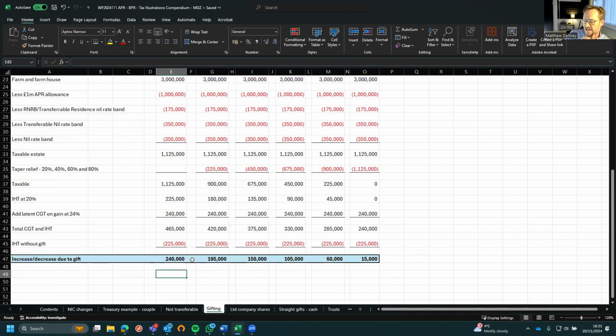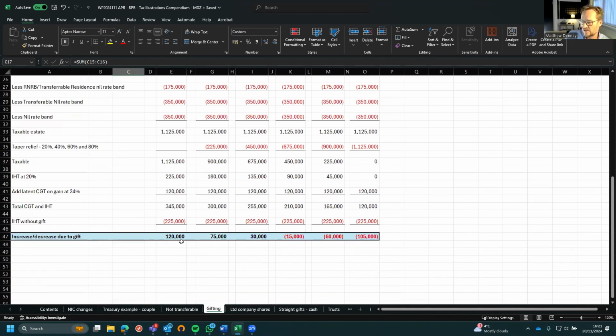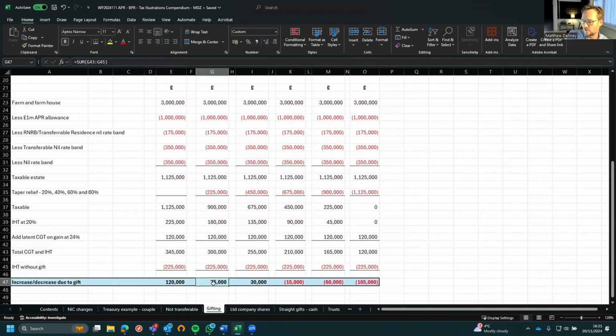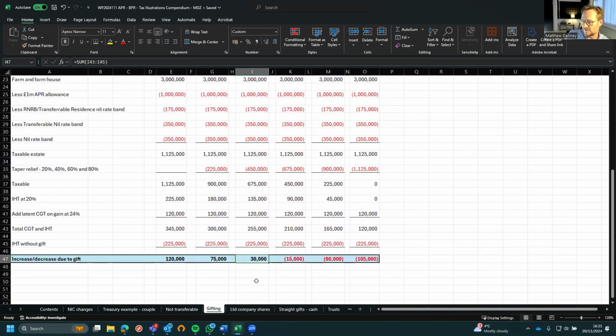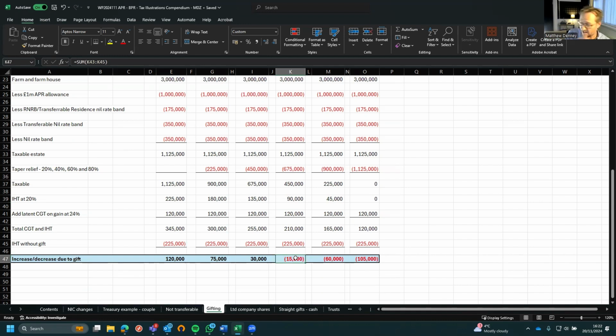So now you can see that the total tax is coming down as the taper relief kicks in. But depending on the numbers, it might actually have been better to inherit it and receive the base cost uplift. So if the gain was not very much, say the value was £2.5 million and so the latent gain is £500,000, then for the first 3 years, you're worse off. 3 to 4 years, you're still worse off, but not as bad. 4 to 5 years, you're still worse off. And then after the tapering hits 60%, you gain.